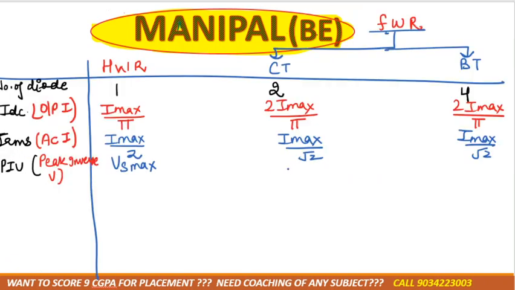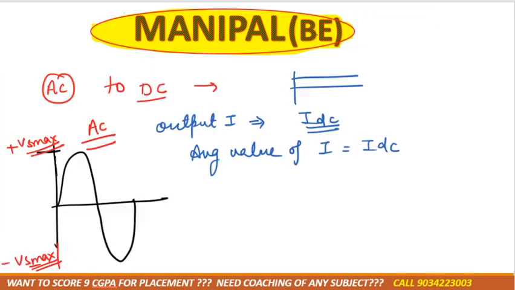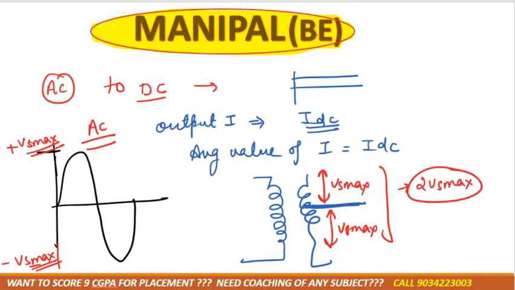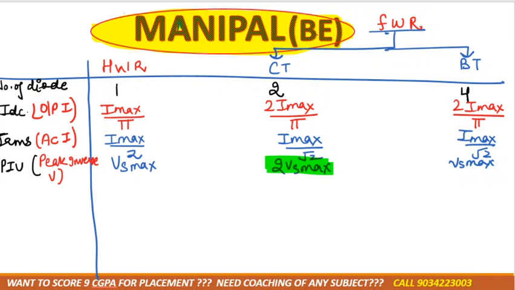So in the center tap rectifier it is 2 Vs maximum, and in the bridge type it is again Vs maximum. See why it is different in the center tap rectifier. Reason for this, remember I told you the center tap rectifier is like this. So we have done tapping in the center. So the above one is also Vs max, the below one is also Vs max. If we combine it, then it will become 2 Vs max, right? So that's why it is different for center tap rectifier. Got it?